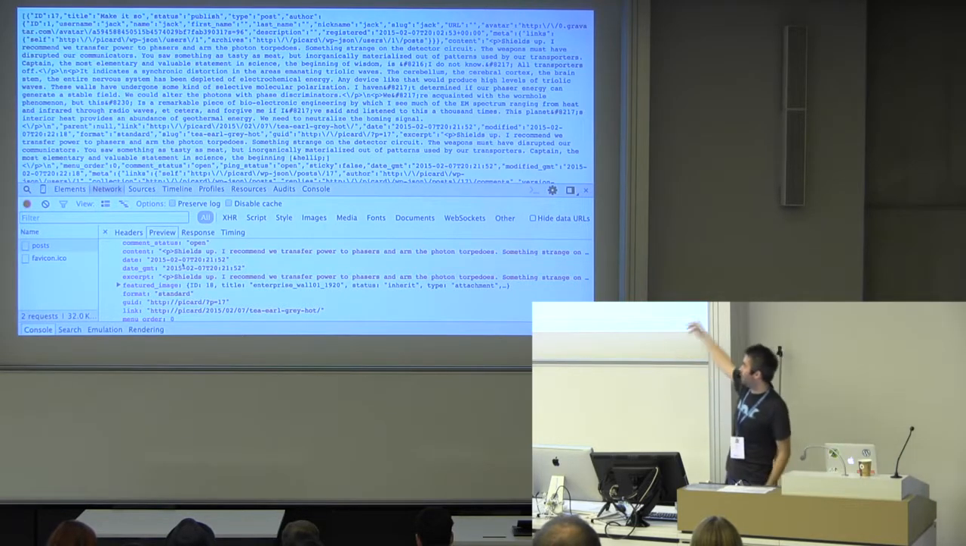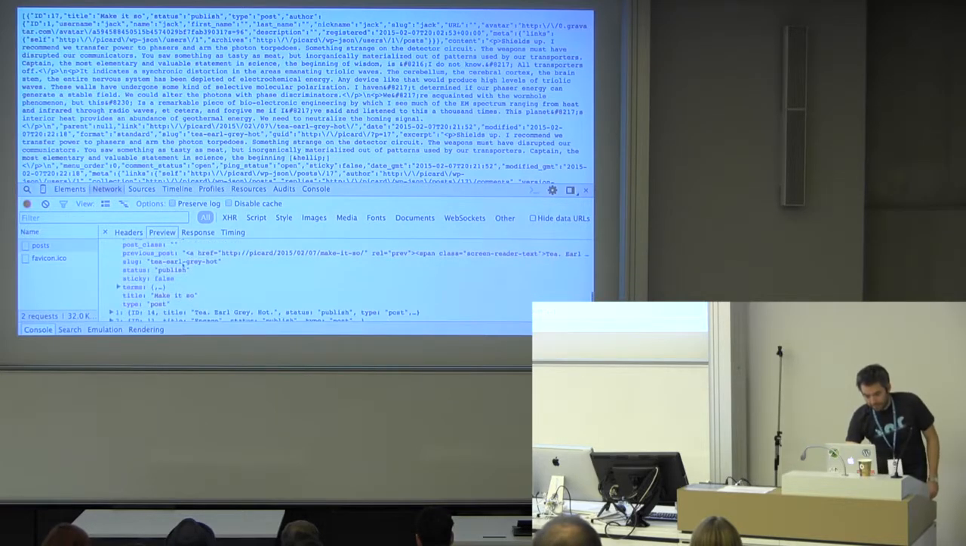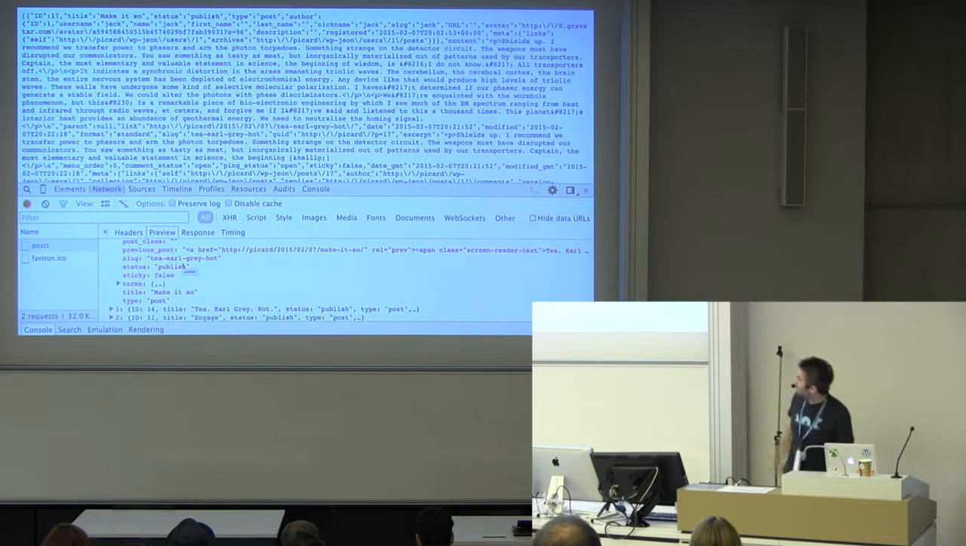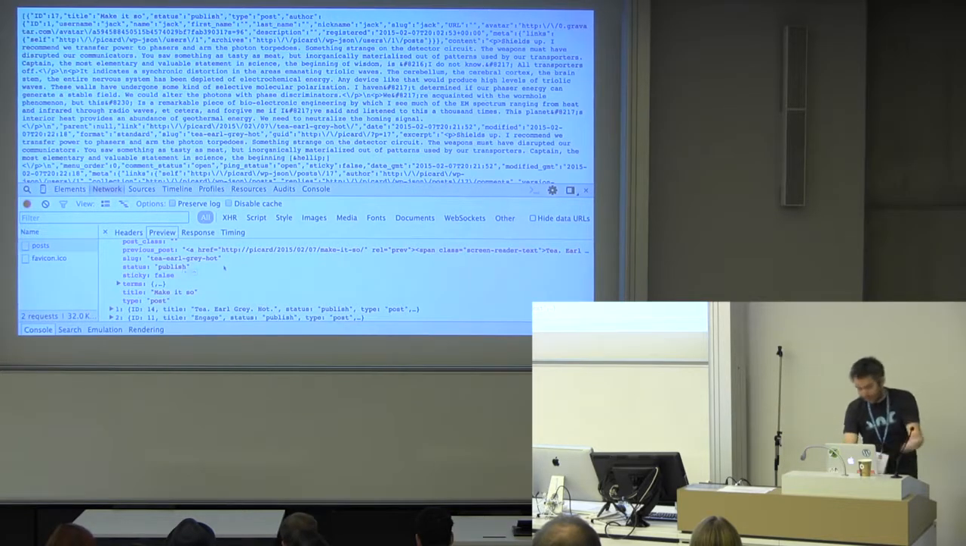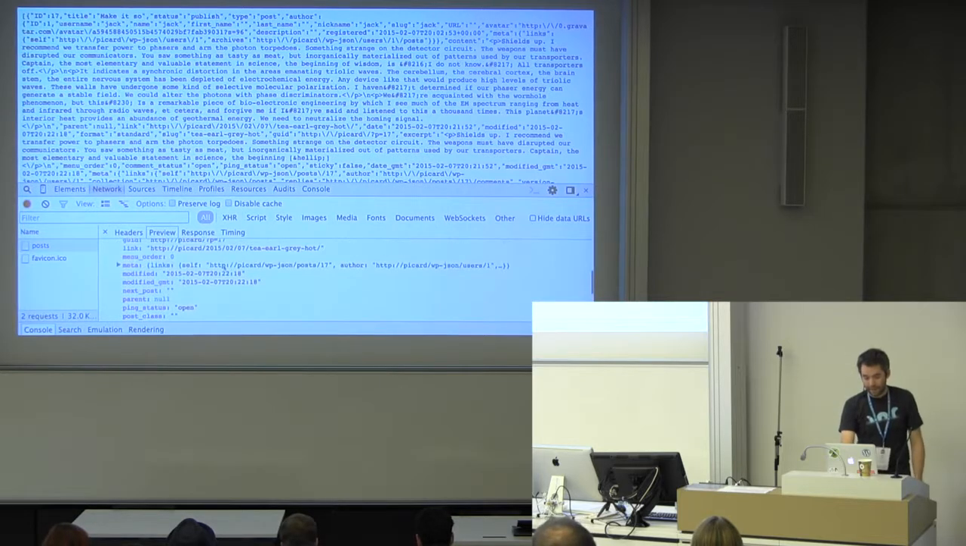You get the featured image, you get content. If we keep scrolling down, you'll see things like the title. There's the title, make it so. And obviously things like status, slug. I think you get category and tags and all that kind of thing.